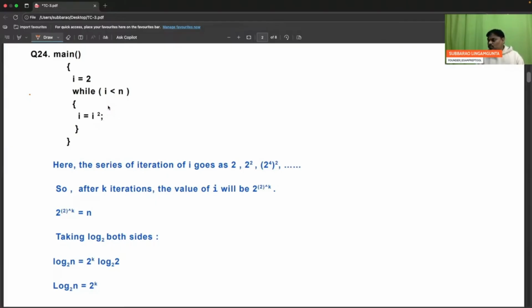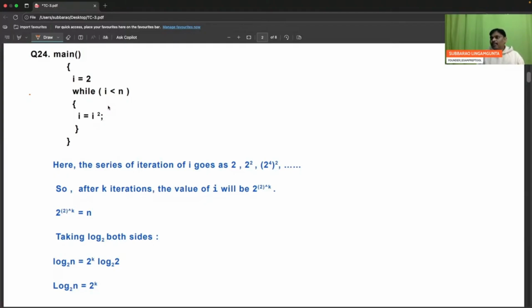If I do plus 2, 10 plus 2 is 12. If I do into 2, 10 into 2 is 20. Comparing to 12, 20 is going faster. Faster means less time complexity. If you do any work faster, definitely it will take less time.